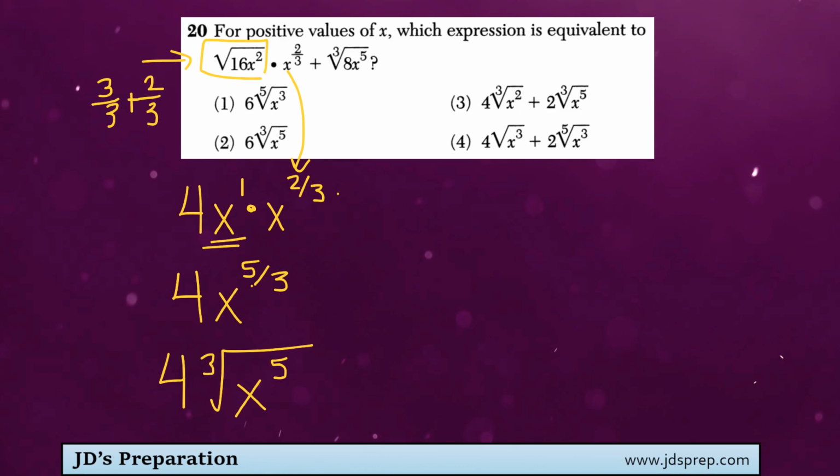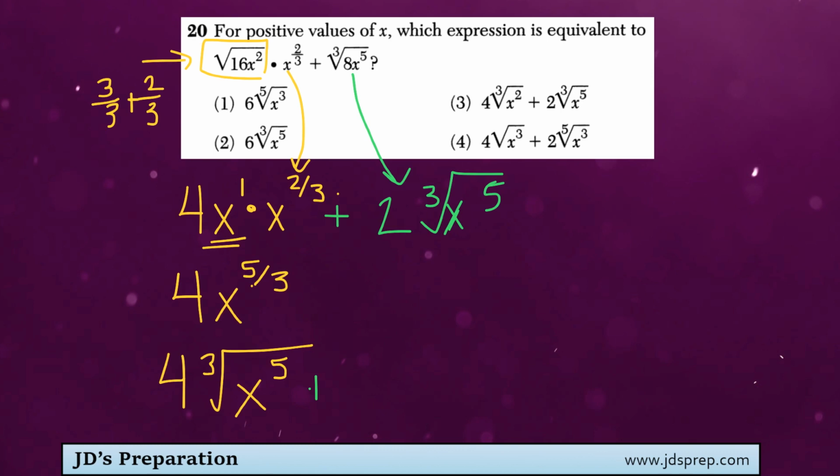Okay, now let's take a look at the other section here. We've got the third root of 8x to the power 5. Well, first of all, the third root of 8 is 2. I know that because 2 times 2 times 2 is 8. So we can take that out of the radical, and then we'd be left with the third root of x to the power 5.